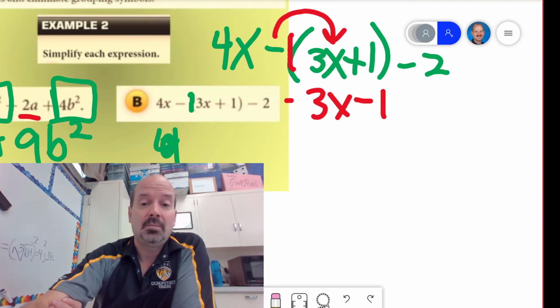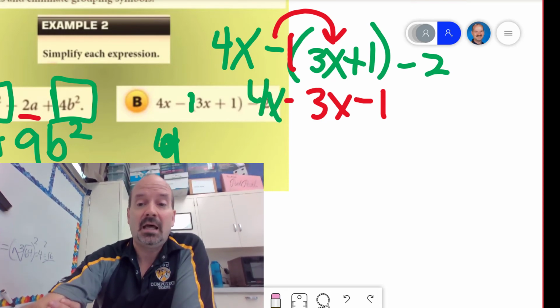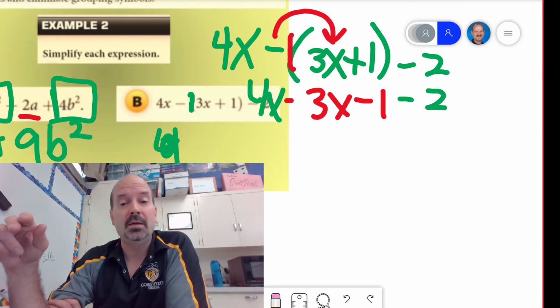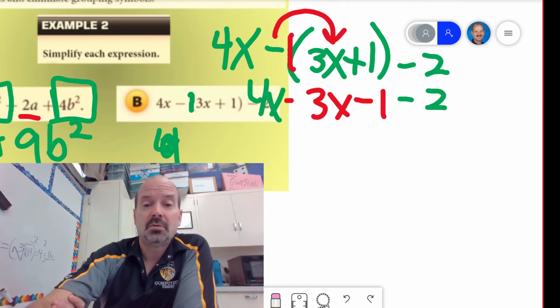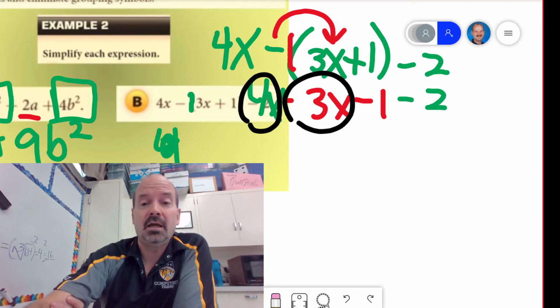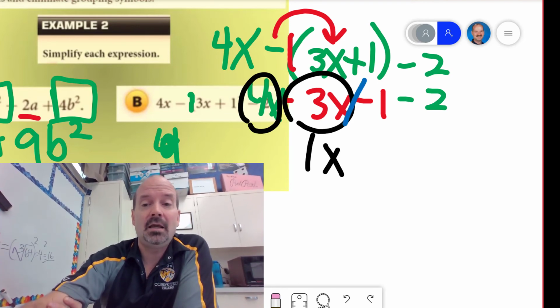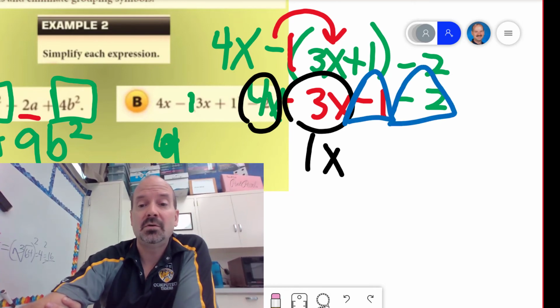Then I could copy the rest of the problem. This is 4x minus that, and then -2 at the end. Okay, sorry I wrote on top of the problem. And then our like terms, 4x and -3x makes 1x. And then I call it -1 and -2. -1 plus -2 is -3.